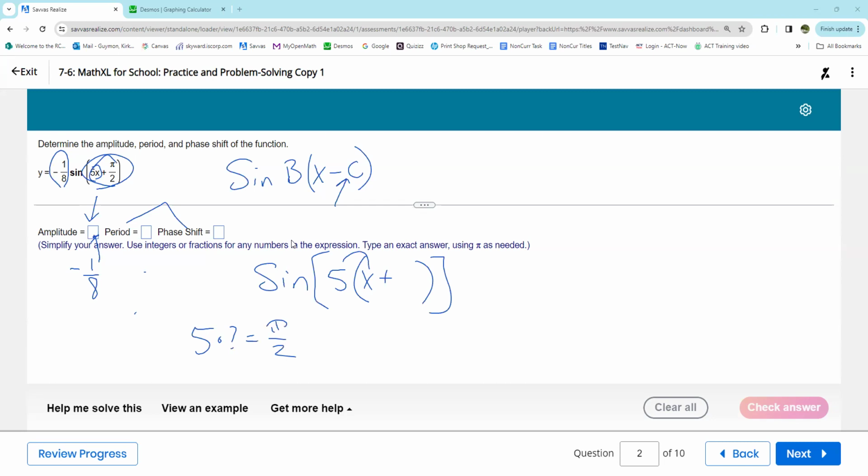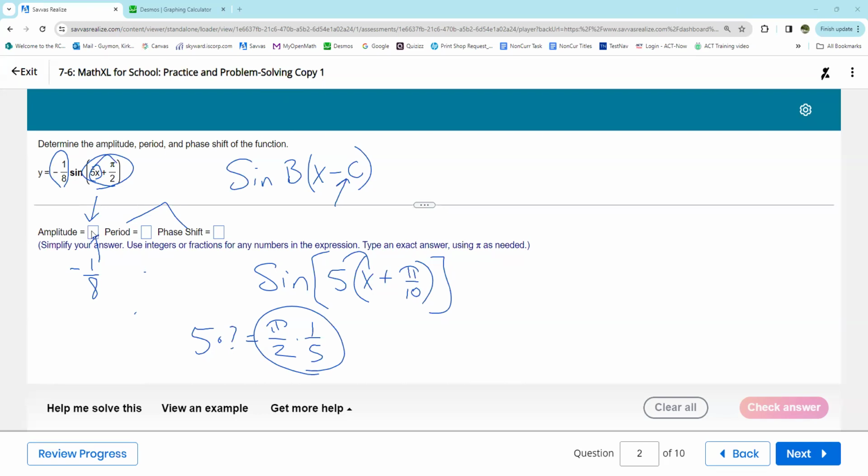And if I want to figure that out, I can just multiply by the 1/5 over here. So that 1/5 times the pi over 2 is going to be pi over 10. So that pi over 10 is going to be our phase shift, which, if we're actually doing a transformation, is to the left pi over 10.